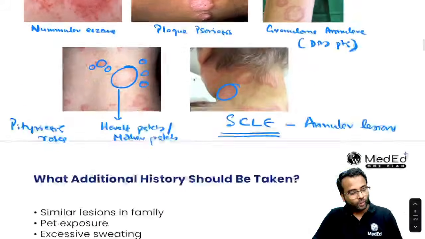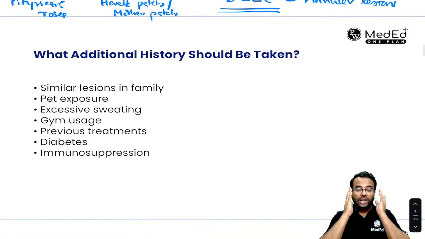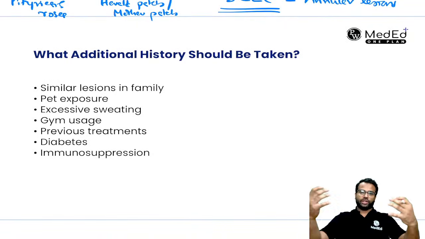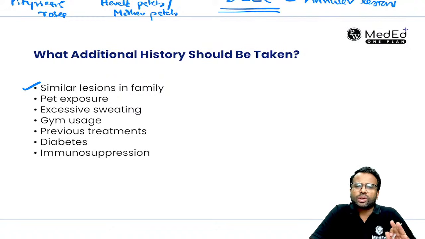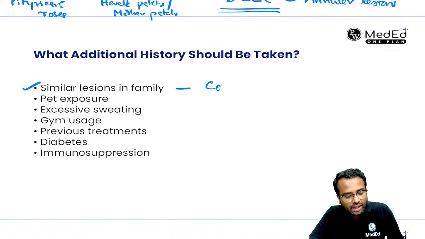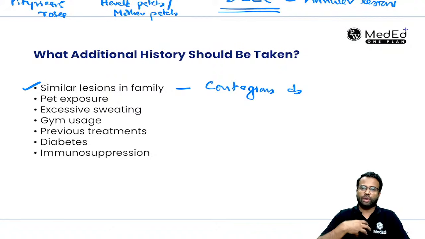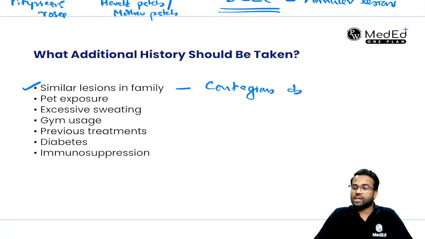ठीक है. So now let me just see what additional history you will be taking. जैसे patient has come to you with an itchy lesion, right? You always should ask, does anybody have a similar lesion in the family? Because this is a contagious disease. It can spread from one person to the other. So you can ask whether anybody else is going to have this kind of a disease.